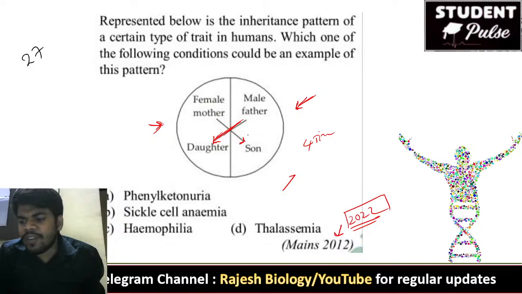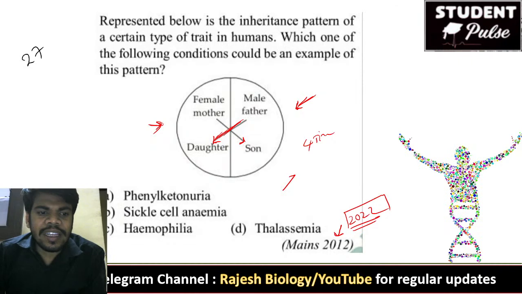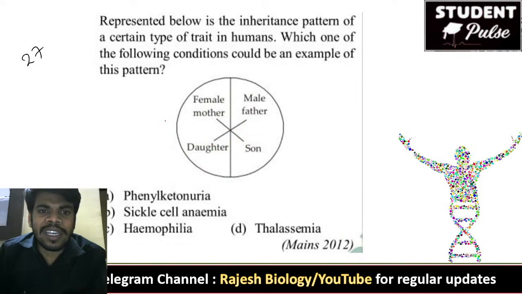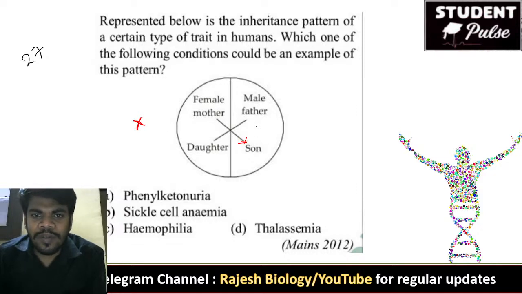Which gene is inherited from mother to child? That is, this diagram represents the inheritance of the X chromosome. From mother, the X chromosome enters into the son. From father, X never enters into the son. From father, X always enters into the daughter.